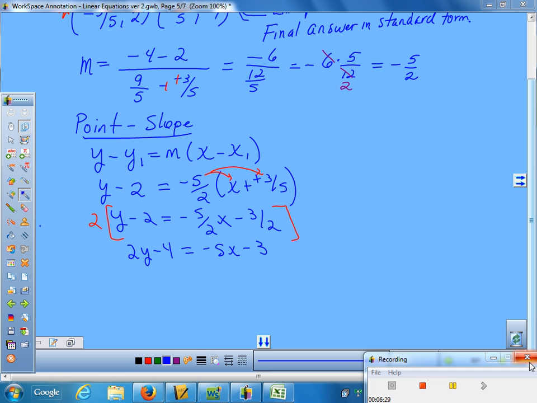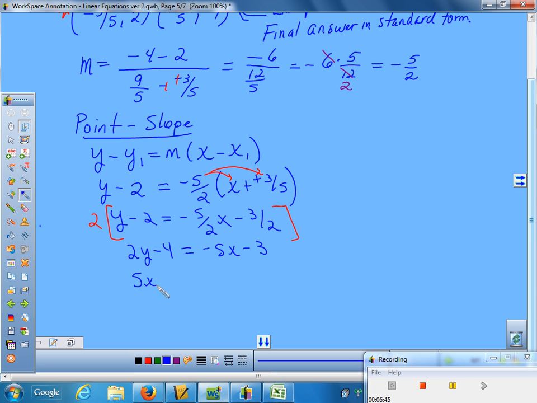I would go standard form. I want to get rid of the fractions. Standard form can't have fractions. Then last but not least, remember the x term has to be positive, so you have to move it so the x will be positive, which means add 5. So we're adding 5x over here.